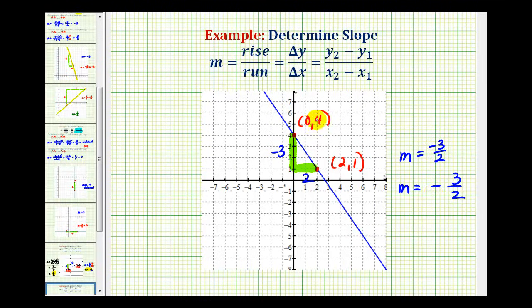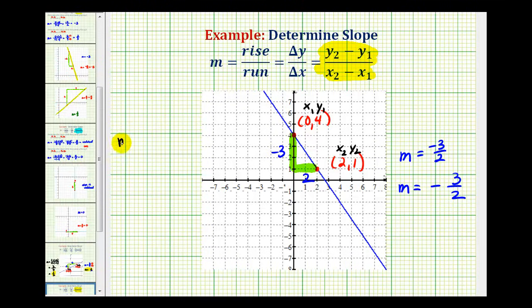The other option is, since we found the coordinates of 2 points on the line, we could just use this slope formula here, where we determine the difference in the y-coordinates over the difference in the x-coordinates. So let's go ahead and show that as well. Let's go ahead and call these the 1's. So we'll call this x sub 1, y sub 1, and we'll call these the 2's, so this will be x sub 2 and y sub 2.